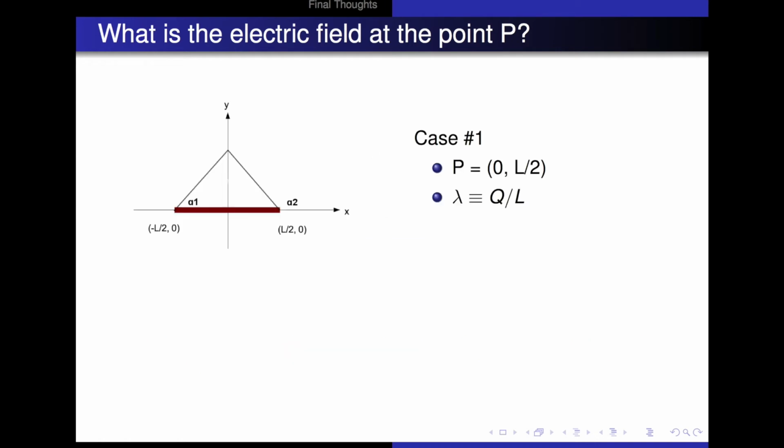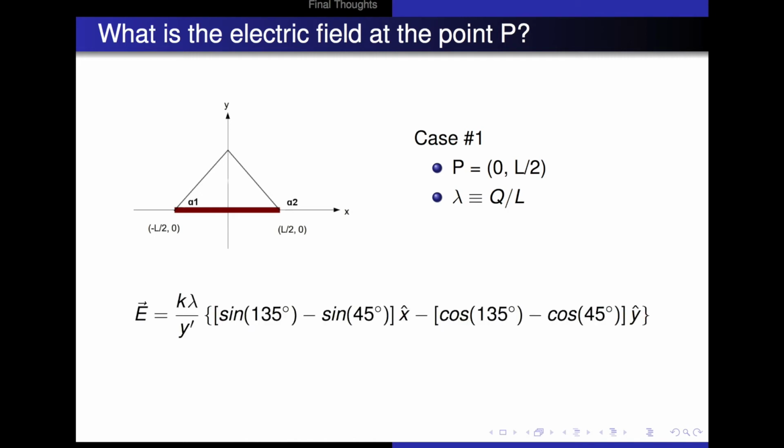Suppose I have a case where P is equal to (0, L/2). It's right along the y-axis. And lambda is defined as Q over L. Well, I can substitute in alpha 1 and alpha 2. We know that alpha 2 is 135 degrees. We're measuring with respect to the positive x-axis. Alpha 1 is 45 degrees. And we get square root of 2 k lambda divided by y prime in the y hat direction for the electric field.